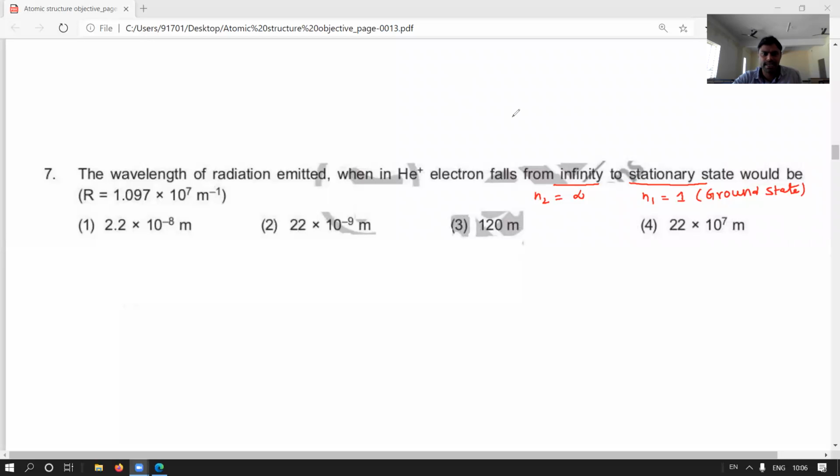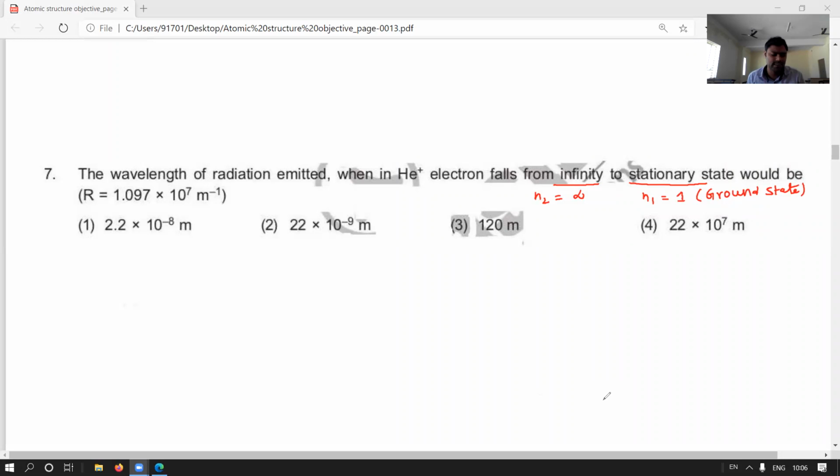Excited state means higher energy level states. Excitation means more energy levels. Ground state means lower energy level, n1. So ground state means first energy level. First excited state means second energy level. Third excited state means fourth energy level. Yesterday we discussed energy levels and all.